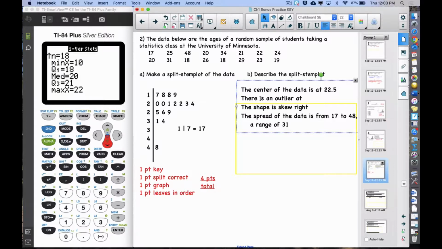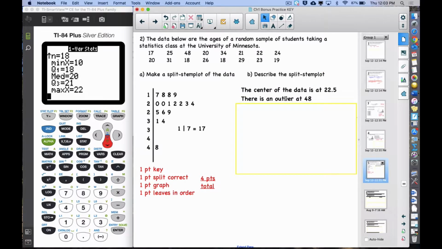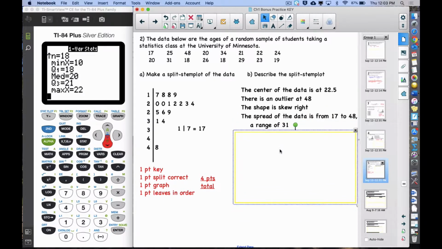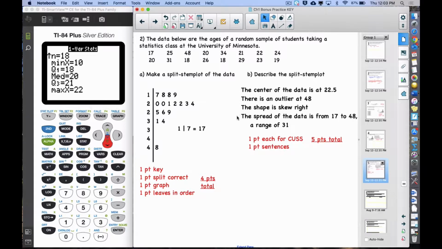There's an outlier at 48. Then the shape is skew right. The spread of the data is from 17 to 48, a range of 31. So each of those is a point, and then you get 1 for doing sentences. So that scoring there is 5 points total.